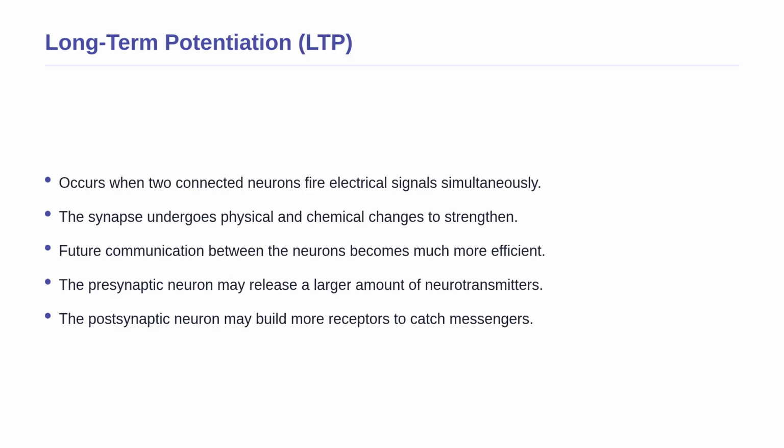Building on our understanding of the synapse, let us explore how these connections actually get stronger. When the presynaptic and postsynaptic neurons fire electrical signals at the same time repeatedly, the synapse undergoes physical and chemical changes to make future communication more efficient. This strengthening process is known as long-term potentiation. Physically, this can involve the presynaptic neuron releasing a larger amount of neurotransmitters into the gap. Alternatively, the postsynaptic neuron might build more receptors on its surface to catch those chemical messengers more effectively. This is the biological equivalent of clearing the brush on our forest path, making the signal travel much faster and easier the next time.